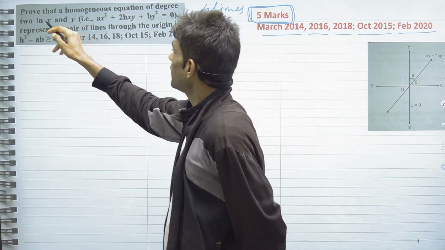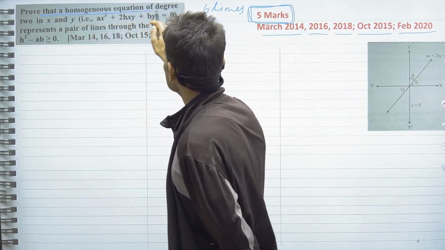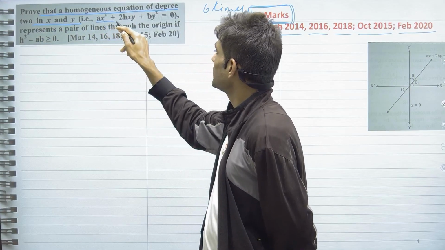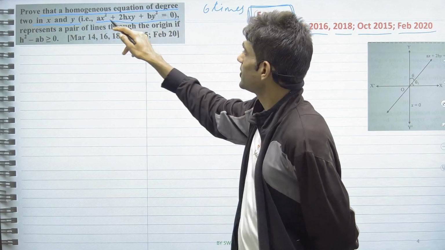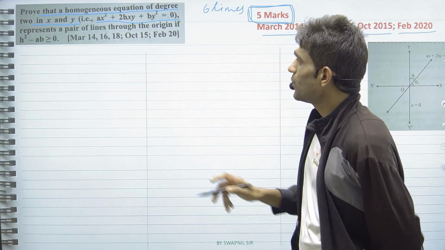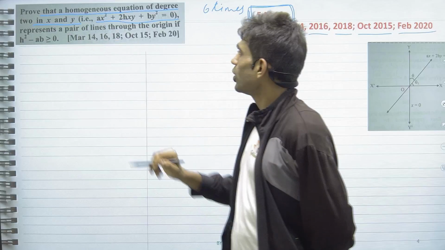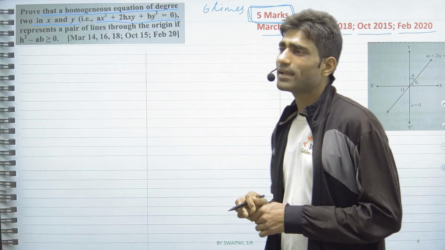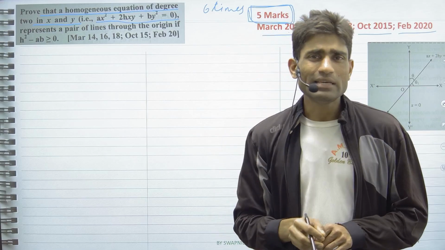We have here: prove that the homogeneous equation of degree 2 in x and y, that is, the given homogeneous equation of degree 2, which is ax square plus 2hxy plus by square equal to 0, represents a pair of lines through the origin if h square minus ab is greater than or equal to 0.